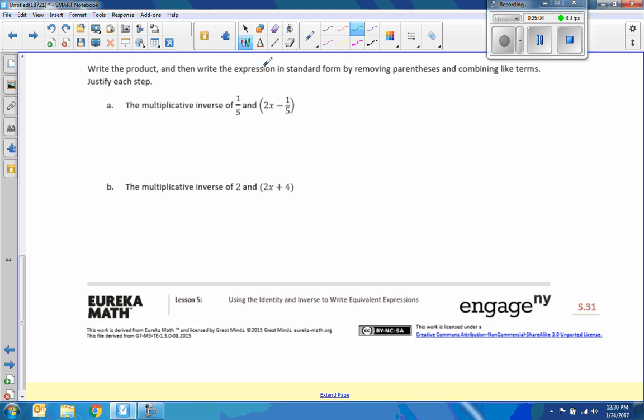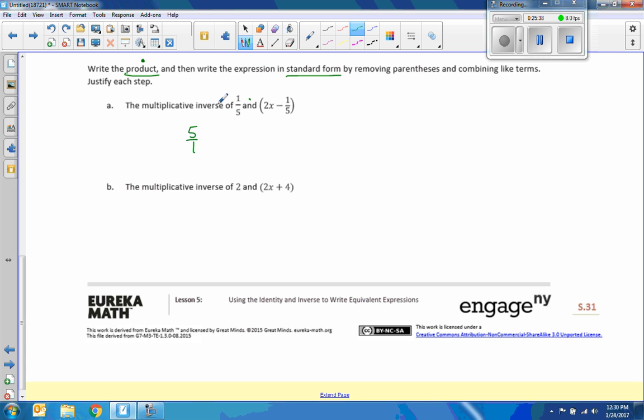Write the product, and then write the expression in standard form. Standard form, meaning all terms that are like are combined. By removing parentheses and combining like terms, justify each step. The multiplicative inverse of 1/5, and, so we're writing the product. Product means to multiply. The word "and" tells us where to put that product. The multiplicative inverse of 1/5 is 5/1, or simply 5.